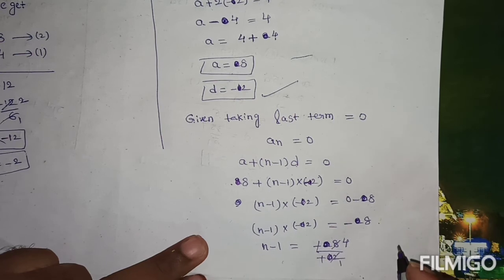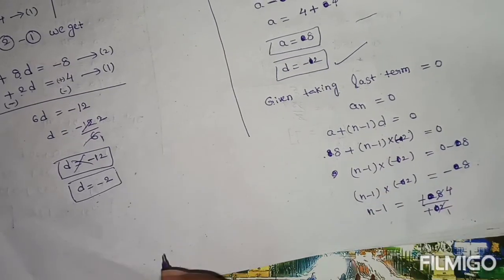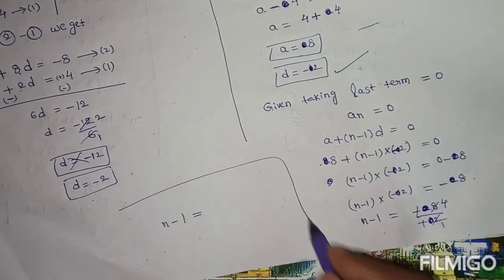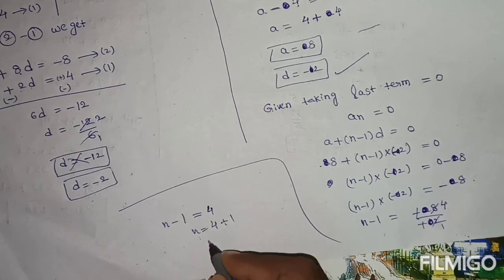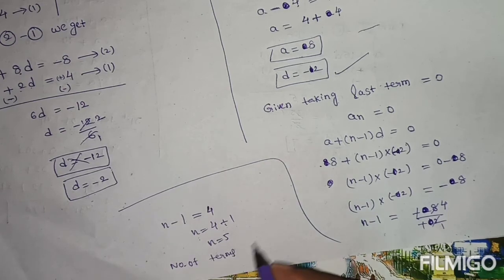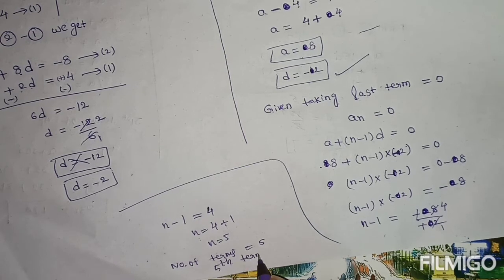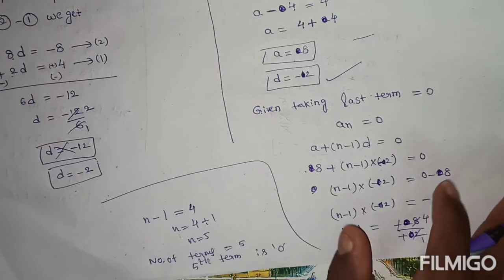Okay, write down the next step. So n minus 1 equal to 4, n equal to 4 plus 1, n equal to 5. So the number of terms is 5. Fifth term is 0. Okay, write down. So please correct it.